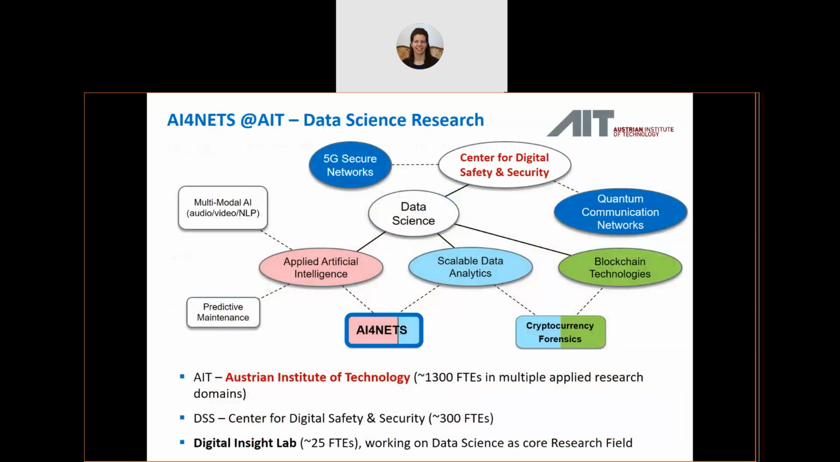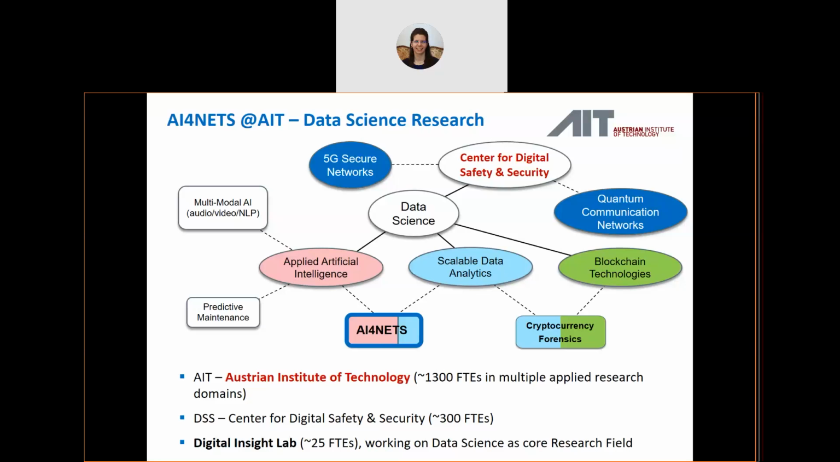At AIT, in the data science field, we work in a center for digital safety and security. So the things that we try to do linking data science are more based on security. We have 3 big areas. One is about 5G secure networks. Another area that is very, very interesting is quantum communication networks. And there we're trying to go into hotter topics like quantum AI and these types of things. And then there is data science.